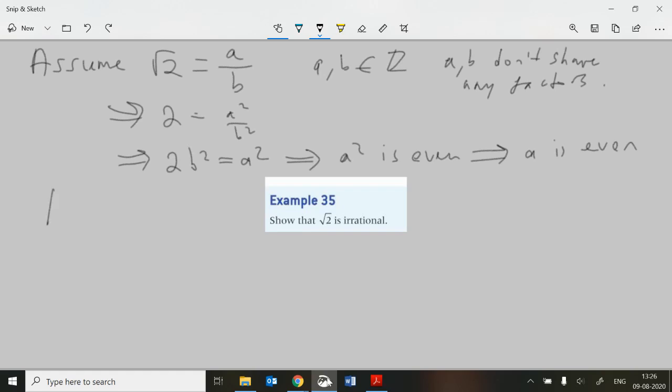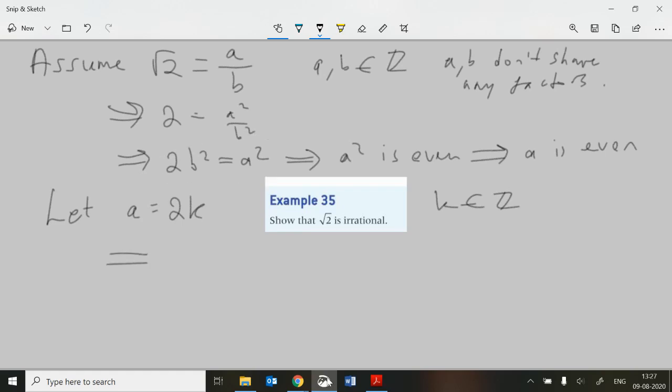So we can say let a equal to, I don't know, let's call it 2k, where, so I'm going to have to write this over here, comma, say where k belongs to our integers. Okay, now we can put that back into our statement here.